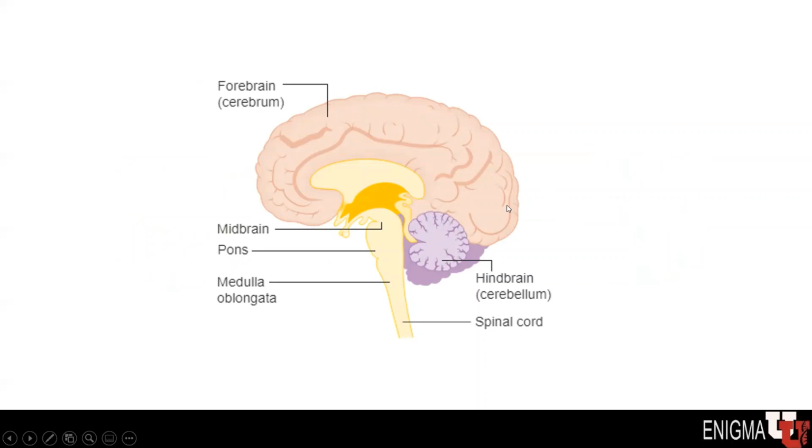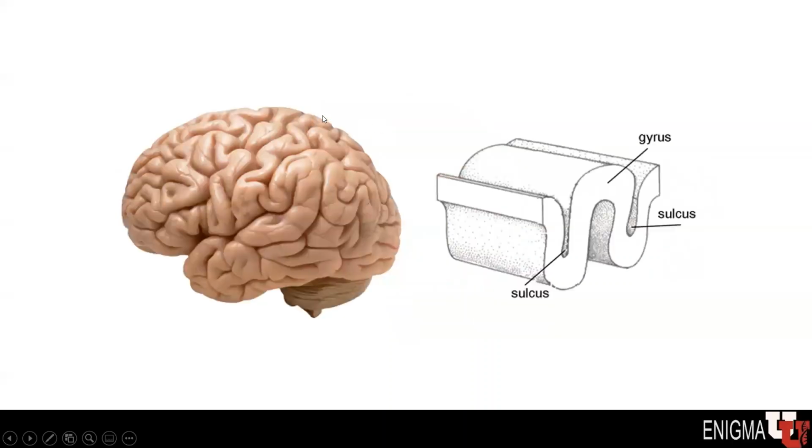In this lecture, we're going to be focusing on the forebrain, also called the cerebrum. It's the largest portion of the brain, and it's covered by this wrinkled pink exterior. This is probably what you think of when you hear the word brain. It's the classic image, this pink wrinkled surface.